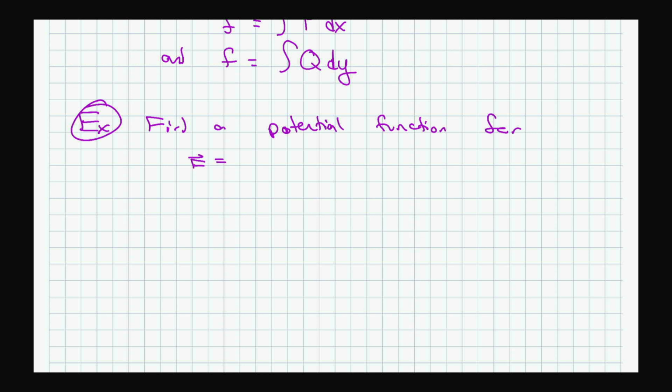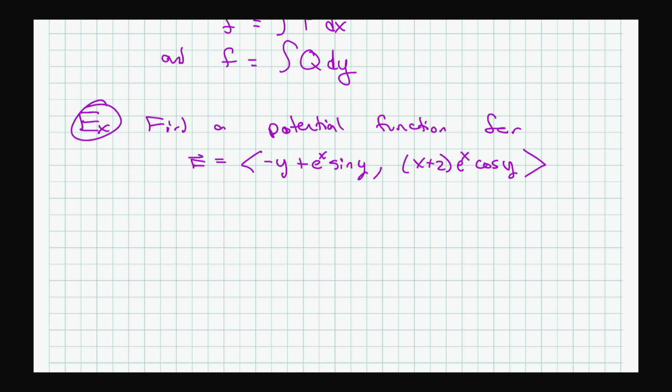So this is off the actual homework here. So f is going to be negative y plus e to the x sine y i, and then j, but I'm writing it in the other notation, x plus 2 e to the x cosine y.